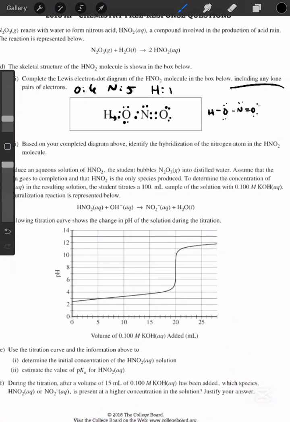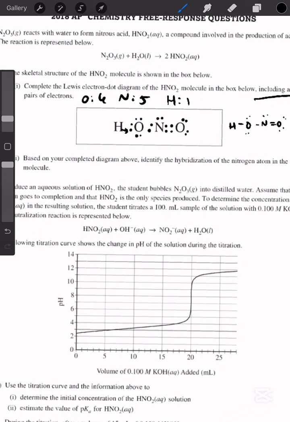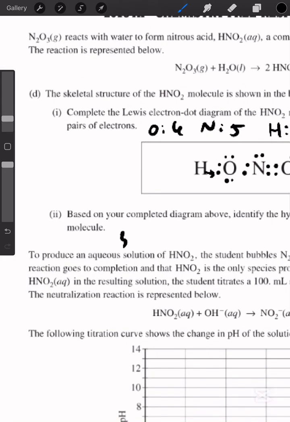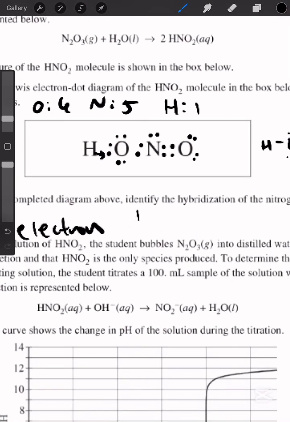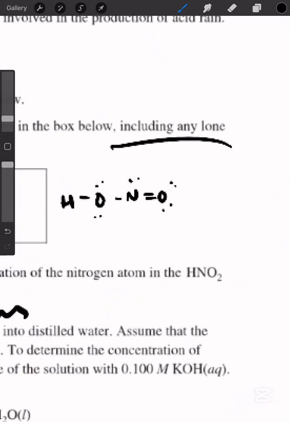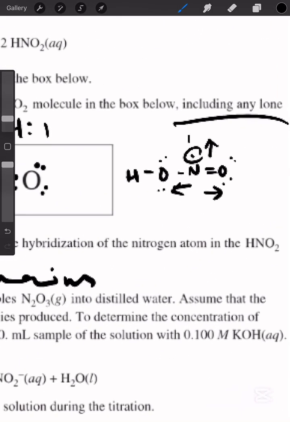For the next one, hybridization. Okay, so the hybridization would be sp2 because it has 3 electron domains, 1 going up and 2 going to either side of the nitrogen.